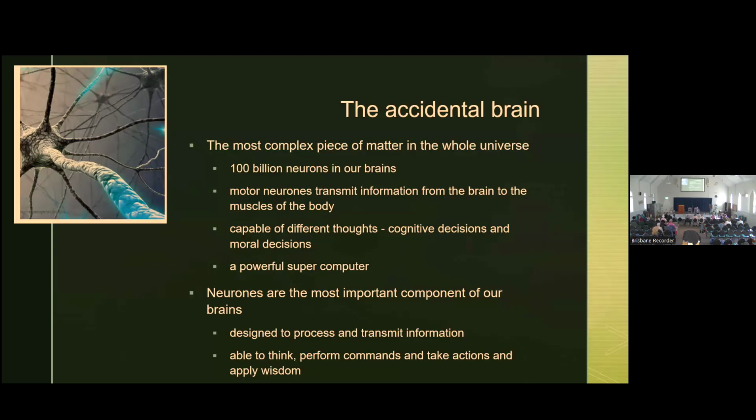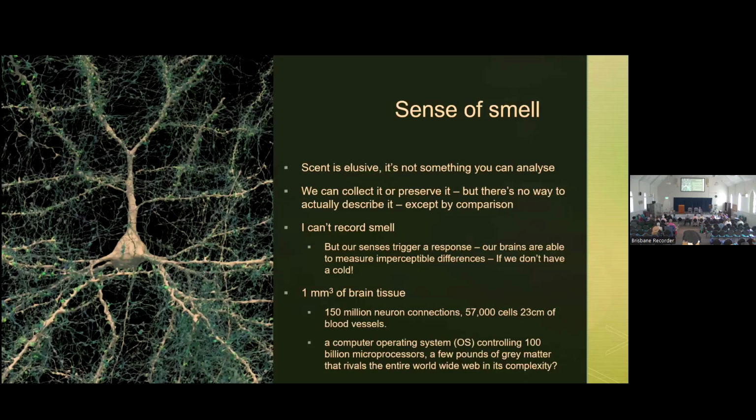It is in itself a really, really powerful supercomputer. Those neurons are the most important component of our brain that allow us to transmit information throughout our bodies and also take in information from our bodies. It's able to make us think, to perform commands and take actions, and as I said, apply wisdom. That is a snapshot using, I believe, an electron microscope. They've taken about 5,000 slices through a piece of brain that is only about 1 millimetre by 1 millimetre by 1 millimetre, so it's 1 millimetre cubed, and tried to map the neurons of the brain.